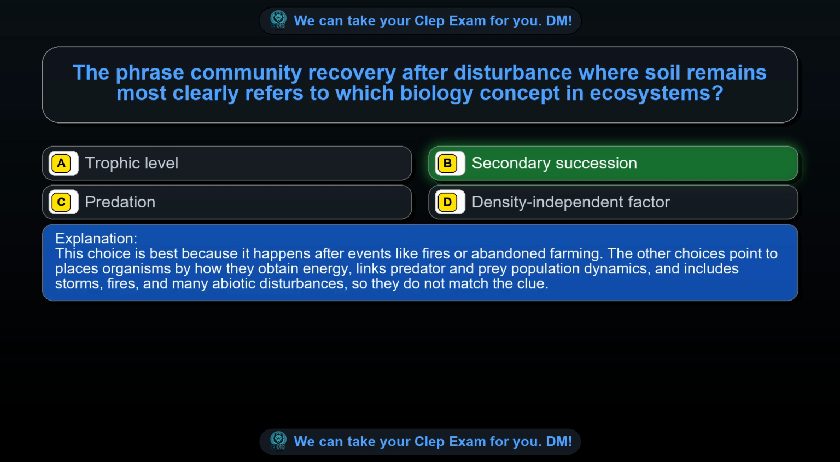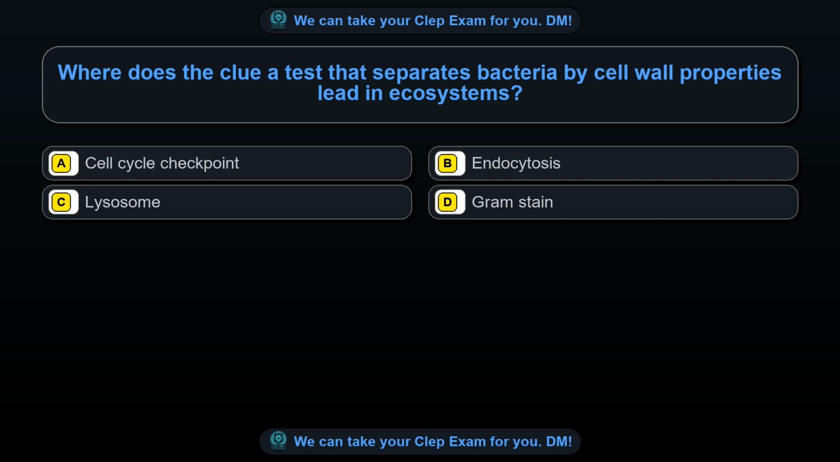This choice is best because it happens after events like fires or abandoned farming. The other choices point to places organisms by how they obtain energy, links predator and prey population dynamics, and include storms, fires, and many abiotic disturbances, so they do not match the clue. Question 72. Where does the clue that separates bacteria by cell wall properties lead in ecosystems? Option A, cell cycle checkpoint. Option B, endocytosis. Option C, lysosome. Option D, Gram stain. The correct answer is option D, Gram stain.